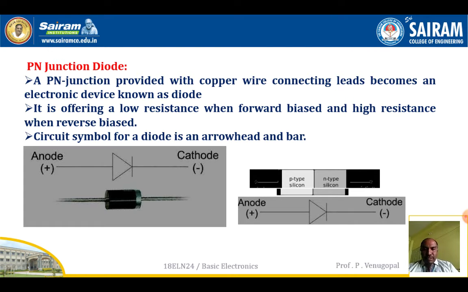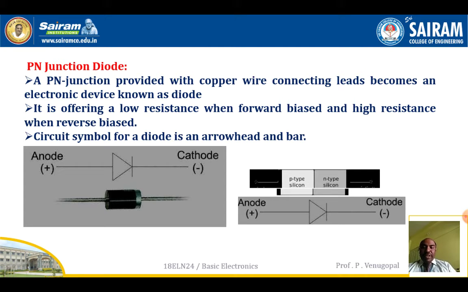This PN junction diode offers low resistance when it is forward biased and high resistance when it is reverse biased. In the forward bias condition, the diode becomes short circuited so that a large current flows and the resistance becomes low. Similarly, during reverse bias condition, the diode becomes open circuited, so no current flows and it offers high resistance. The circuit symbol of a diode is shown in the figure.